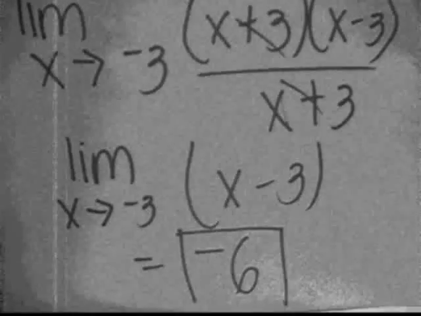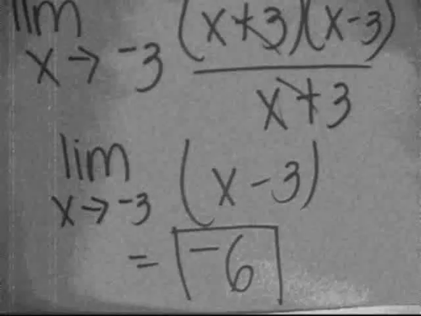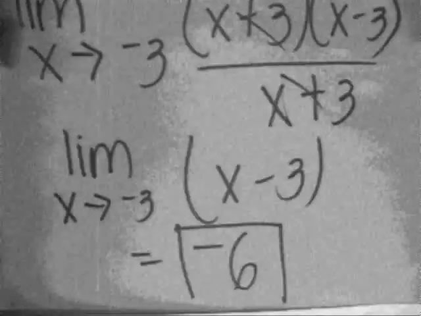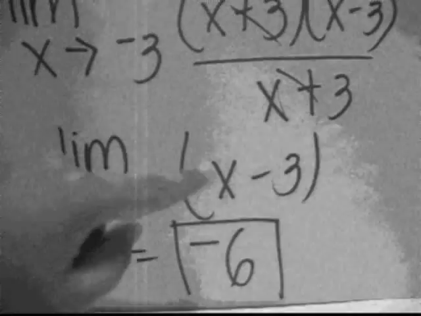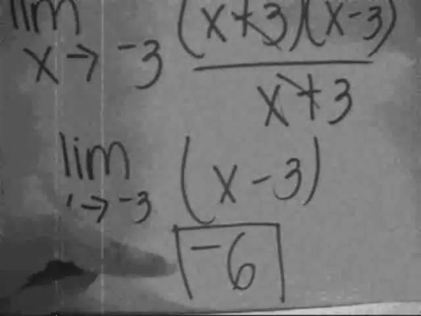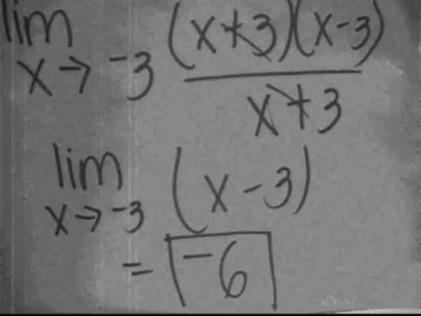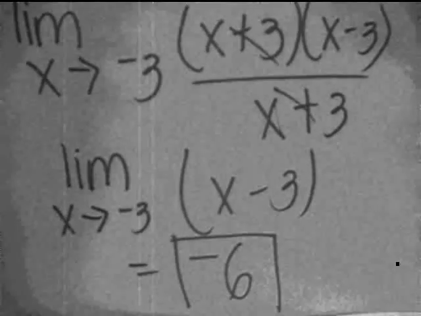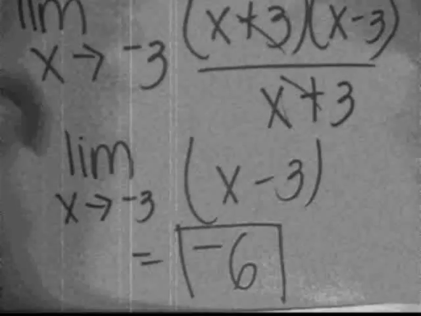Now, it is the time that you can substitute x by negative 3. So, if we substitute it, negative 3 minus 3 will be negative 6. So, the answer on your function, the limit of your function will be negative 6.